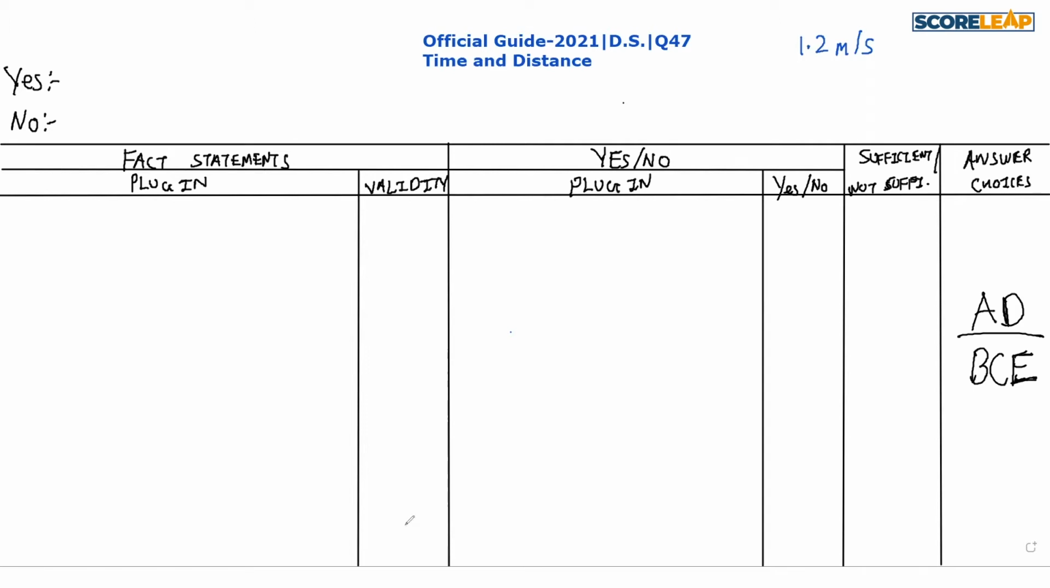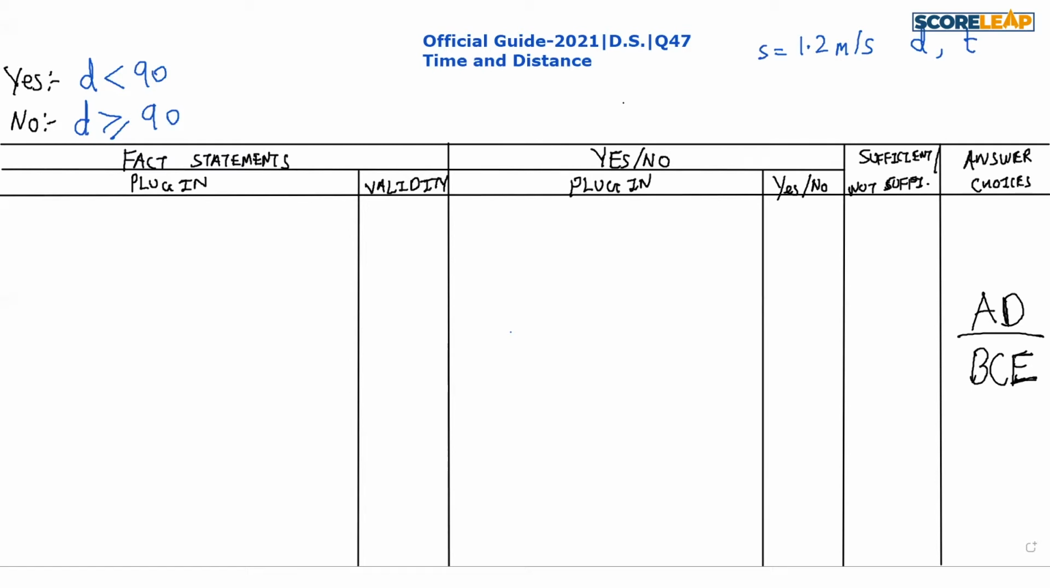Okay, so this is the speed of the conveyor belt. Let us take distance as d and time as t. We want to figure out whether d is less than 90 meters or not. So it is clearly a yes or no type of problem. Whenever d is less than 90, we will get a yes. Whenever d is greater than or equal to 90, we will get a no. As simple as that. Let us jump to statement 1.